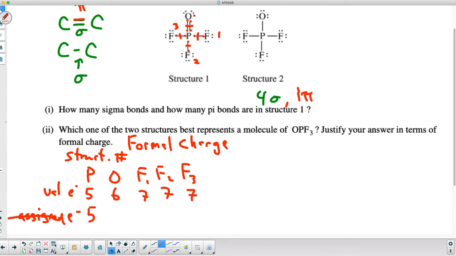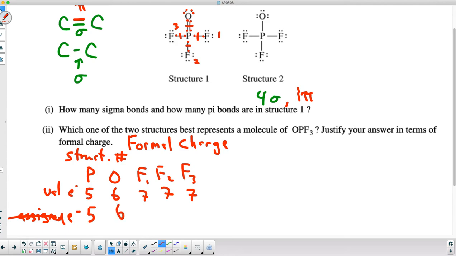Then I have how many for oxygen? Well, I made a dot on there, and I got to get rid of that dot there. So then I count the number of electrons I have. I have 1, 2, 3, 4, 5, 6. So I got 6 assigned to oxygen.